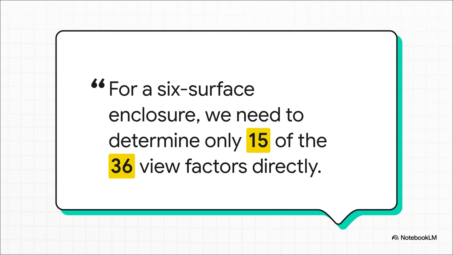Get this. If you have a simple box, 6 sides, you'd think you have to figure out 36 different view factors. But by using these two rules, you only have to actually calculate 15 of them. The other 21, they just fall right into place. It's a massive time saver.